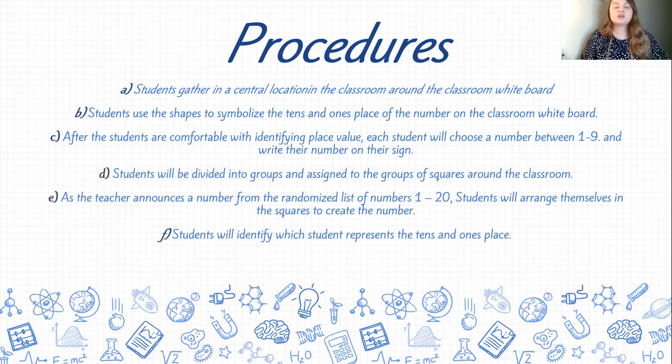In 14, the student who has the number 1 will move to the tens place, and the student who has the number 4 would move to the ones place. After the students have moved to their respective place values based on their number and the number that is called, then students will identify which number is in which place. The other students in the group can announce that 1 is in the tens place and 4 is in the ones place.